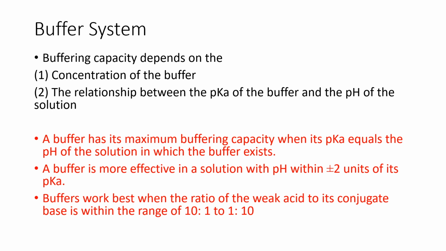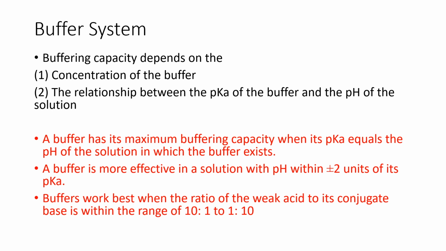I'm going to try to explain that further. Now, these are the three important points I want us to know concerning buffer system. The first one is that a buffer has its maximum buffering capacity when its pKa equals the pH of the solution in which the buffer exists. For example, in the human blood with a pH of 7.4, a buffer that has a pKa that is very close to 7.4 is more likely to function better than a buffer system that has a pKa of 6.1, for example.